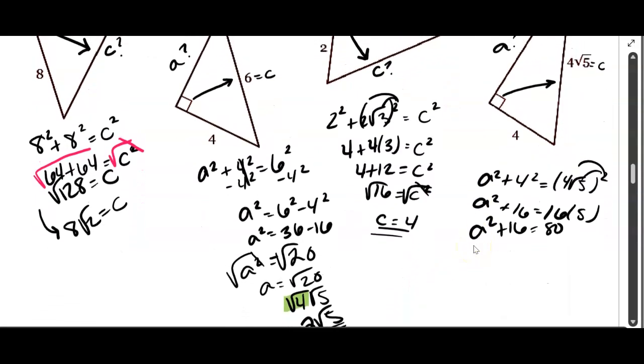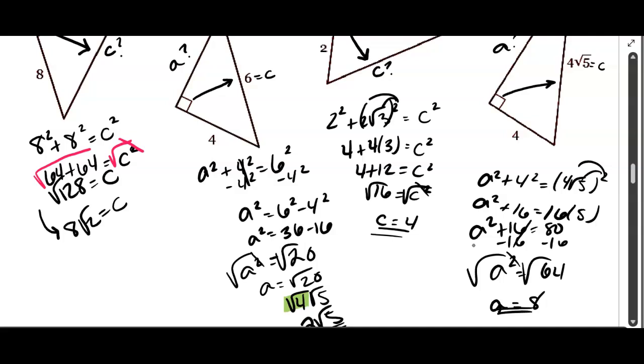Scoot on down. We're going to subtract 16 from both sides. a squared equals 64. Square root both sides. The squares and square roots cancel out. So a equals 8, because 64 is a perfect square. So pretty neat.